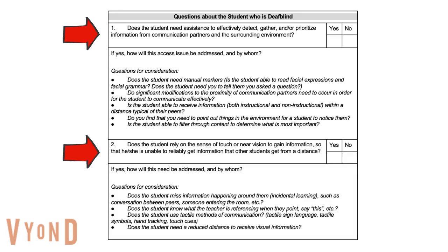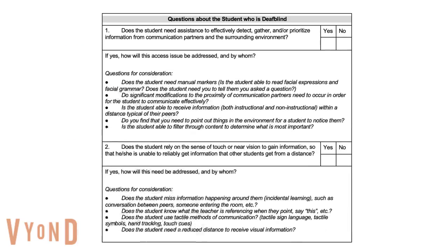For example, the team should consider if the student needs assistance to effectively detect, gather, and/or prioritize information from communication partners and the surrounding environment. Each question also has additional questions for consideration, such as, does the student need manual markers? Is the student able to read facial expressions and facial grammar? Does the student need you to tell them you asked a question? And so forth. These considerations will help guide the team's discussion.